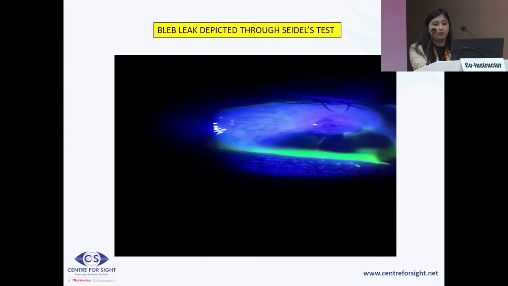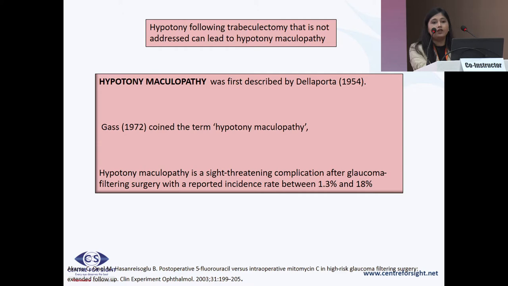If hypotony is not addressed, it will lead to maculopathy. The first time maculopathy was described was by Della Porta in 1954, and later on the term was given by Gass. The present incidence for maculopathy is 1.3 to 18%. But do all the patients with hypotony develop maculopathy?